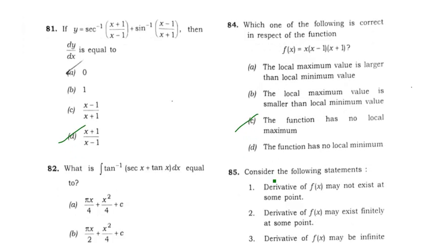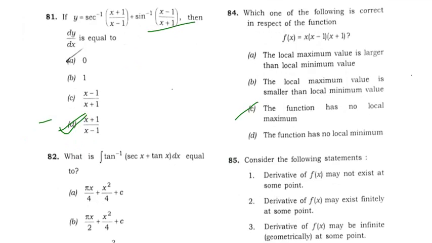If y equal to sec inverse of (x plus 1) upon (x minus 1) plus sin inverse of (x minus 1) upon (x plus 1), then dy upon dx is equal to x plus 1 upon x minus 1. This is the right answer. So option D is right.